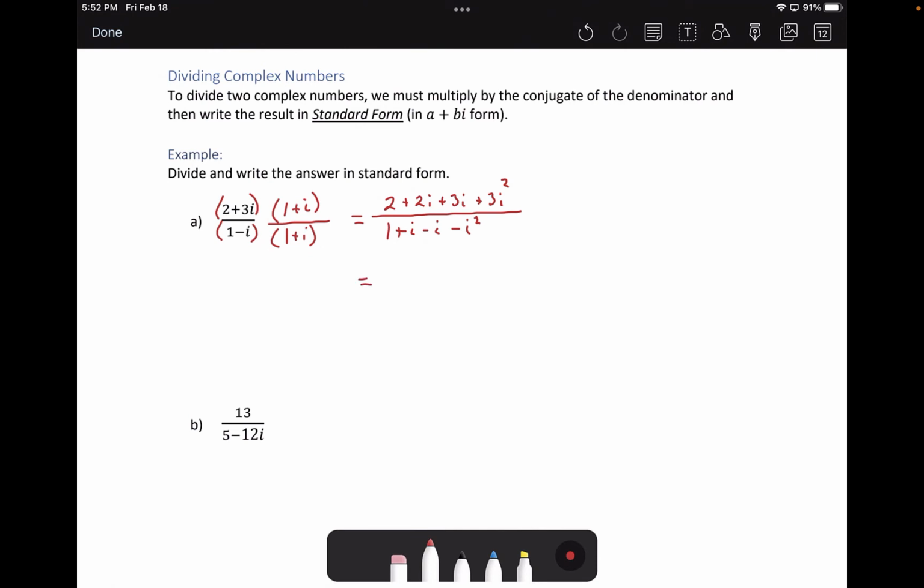So in the numerator, we get 2 plus 5i minus 3. Remember, i squared by definition is -1. In the denominator, we get 1, the i's cancel, plus 1. So our result is -1 plus 5i over 2. Now it's not quite in standard form, we just want to separate the fraction. -1/2 plus 5/2 i. And now we're in standard form.